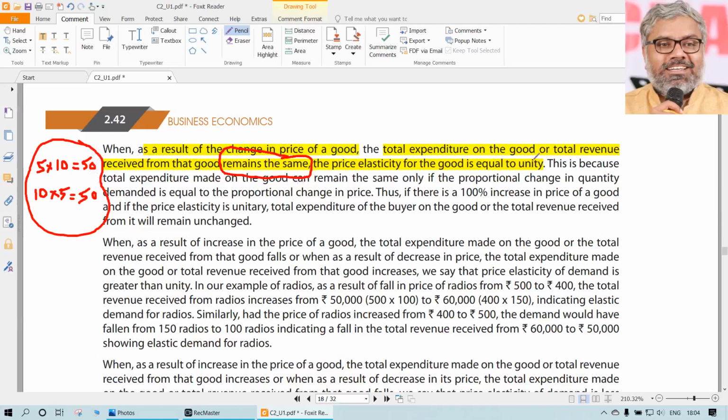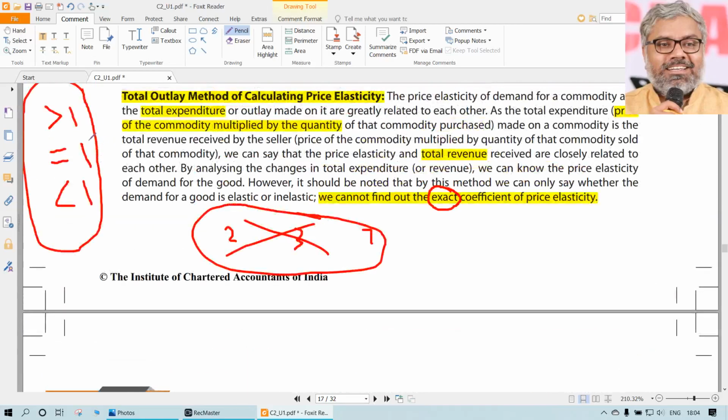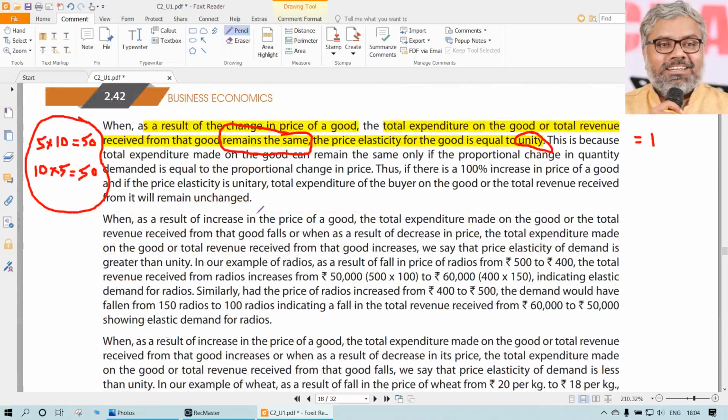If it remains the same, what can we call that? That is unitary elasticity. In other words, we can go back to our notations. This is the case when the elasticity of demand is equal to 1. And when the total expenditure remains unchanged, the total revenue remains unchanged, no change in revenue because of a change in price, then it is unitary elasticity.